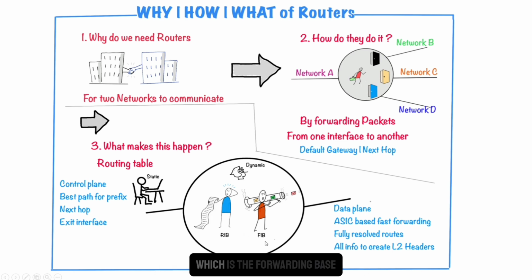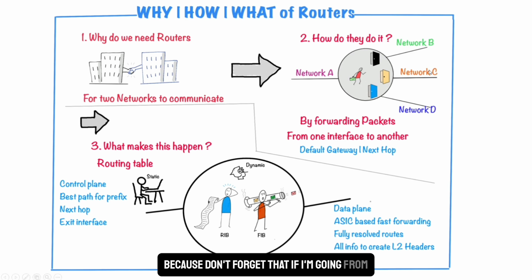And then you have a FIB, the Forwarding Information Base. Think of it as the guy with a gun, shooting packets out fast. It's ASIC-based fast forwarding. The idea here is you're able to deliver these packets quickly. They are fully resolved routes, and all the information is there to create a layer 2 header.